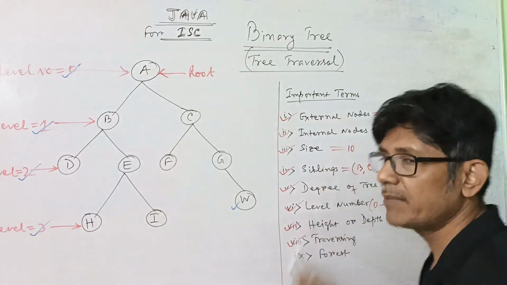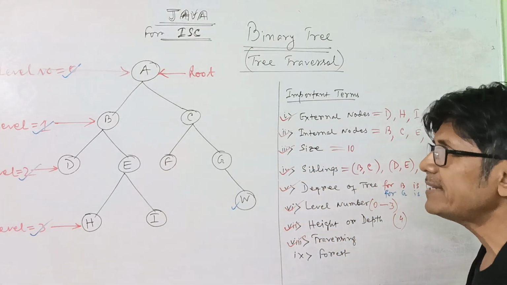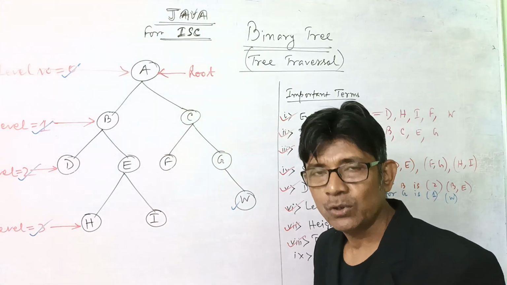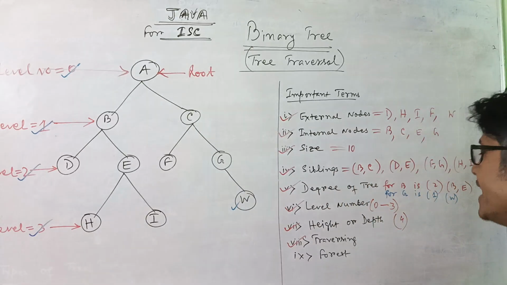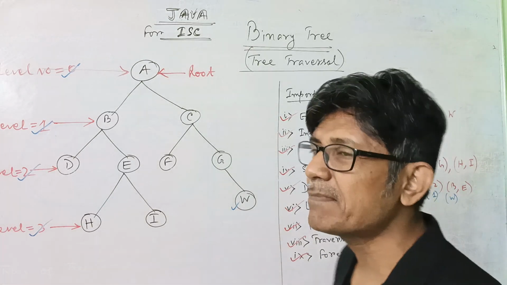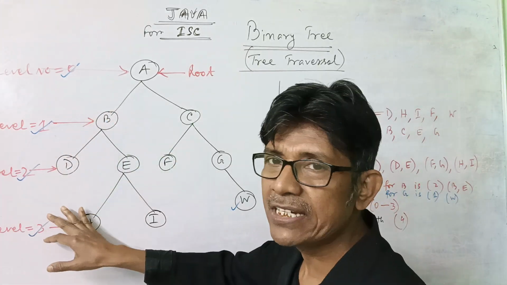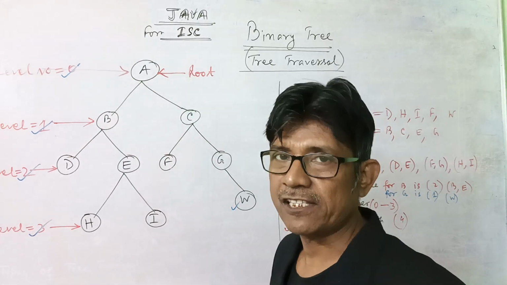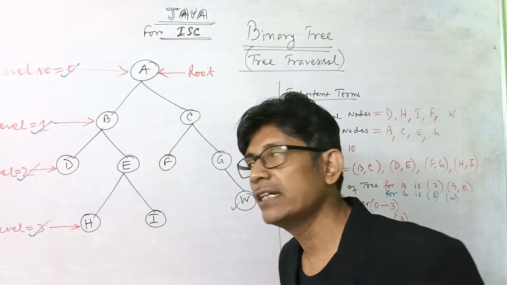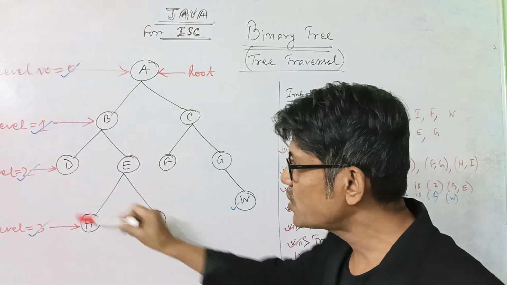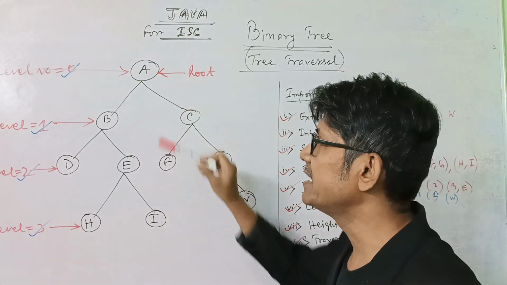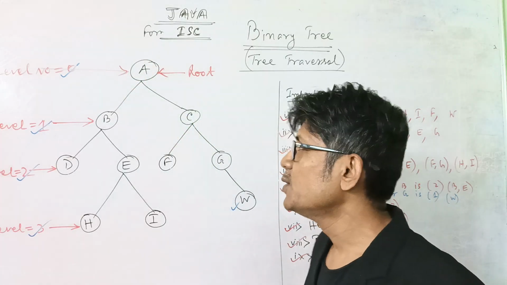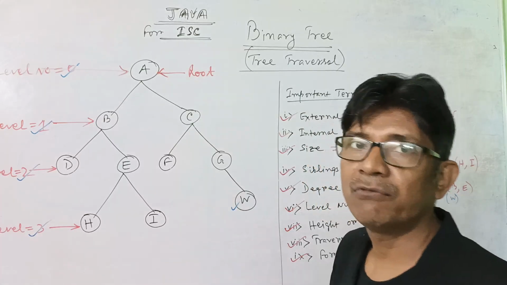Traversing, these are the important terms I am explaining today. Traversing means we will reach and touch each and every node from start to end. So that is called traversing. And forest, what is the meaning of forest? This is the left subtree, this is the right subtree. If you remove the root, this will become a forest. Whenever the left subtree and right subtree are disconnected, that is, if you remove the root, this will become a forest.